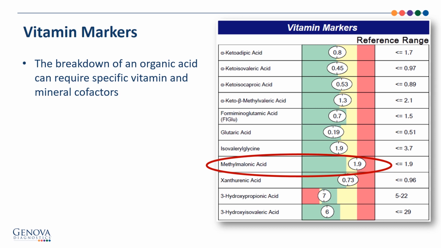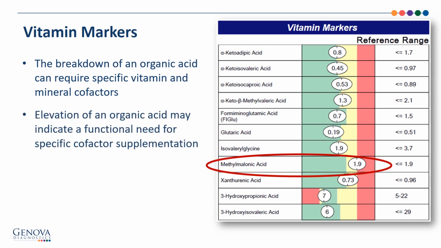So you have this organic acid. The breakdown of that organic acid requires specific vitamin and mineral cofactors. The elevation of an organic acid may indicate a functional need for specific cofactor supplementation. In other words, methylmalonic acid needs a specific vitamin and or mineral cofactor, in this case B12, in order to be broken down. So if that B12 functionally isn't doing the job, you'll see an increase in the level of methylmalonic acid in the blood, which means it'll get dumped into the urine in higher concentrations. So as we see here, we have a higher level of methylmalonic acid.